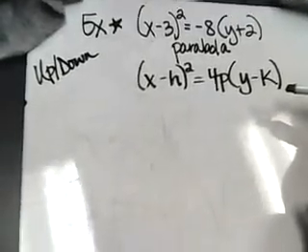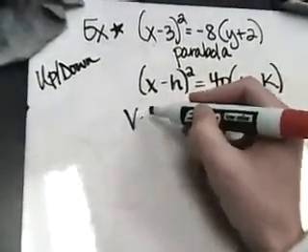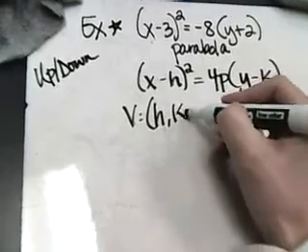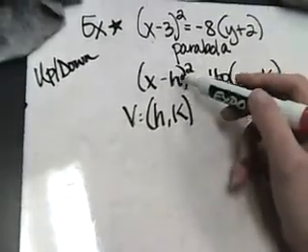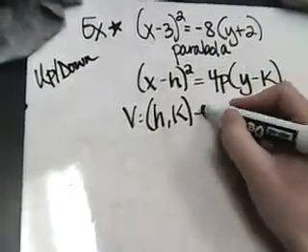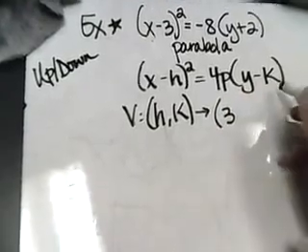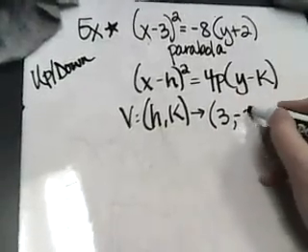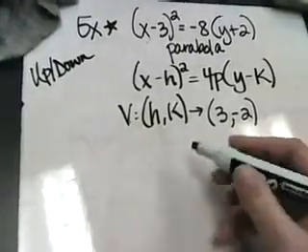Now the next step says plot the vertex, and the vertex is at (h, k). So in our case, h is opposite of what it looks like, so we've got 3. K is opposite of what it looks like, -2. Let's go ahead and plot that.